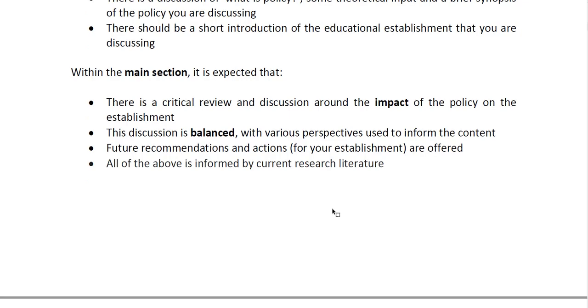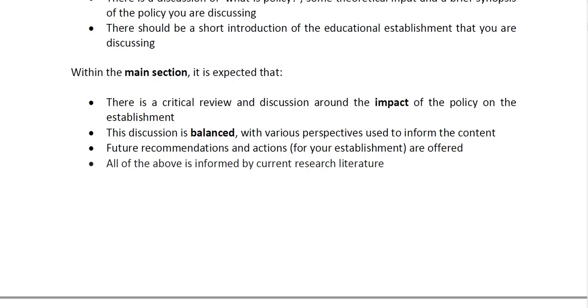Now, the key thing with all of this is that you need to be critical at the expense of being descriptive as ever before, because this will enable you to access the higher grade boundaries. So you need to make sure that you tell us what the advantages, the disadvantages, the benefits, the limitations of the policy, how it's been implemented and the impact that it's had. You know, the hows and the whys, etc. Regarding the policy that you're looking into within your educational establishment.